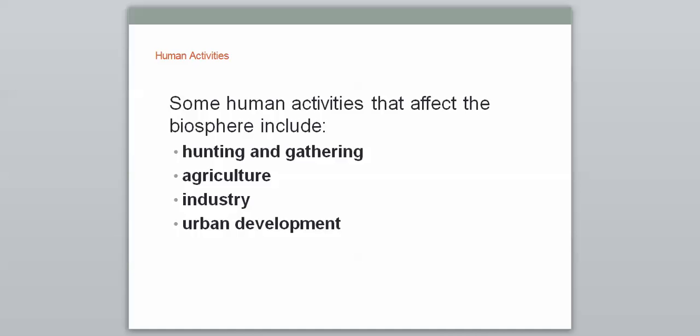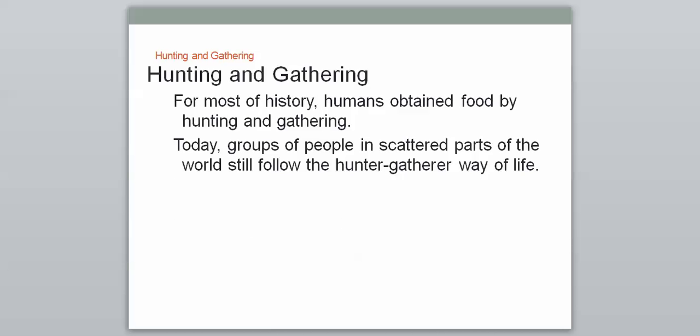Some specific human activities that will affect our biosphere include hunting and gathering, agriculture, industry, and urban development. We're going to take a more in-depth look at all four of these specific activities that affect our biosphere. For most of history, humans have obtained food by hunting and gathering, so this is not an uncommon practice. This has been going on through basically all of human existence.